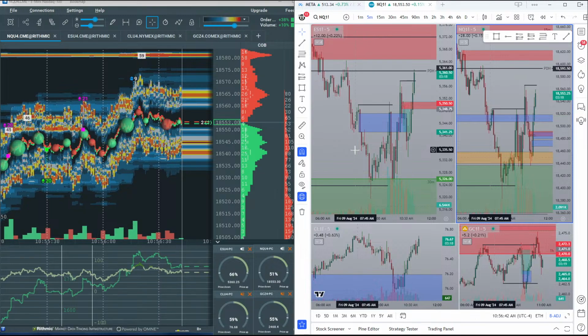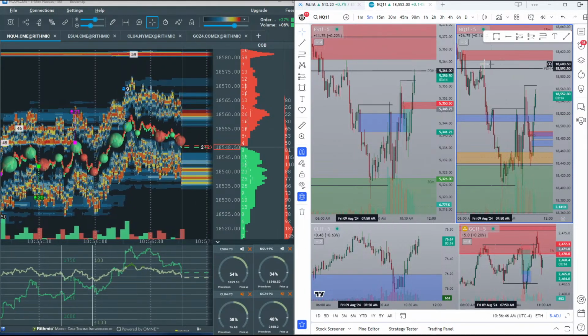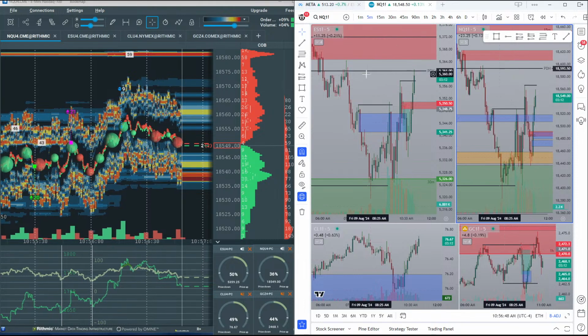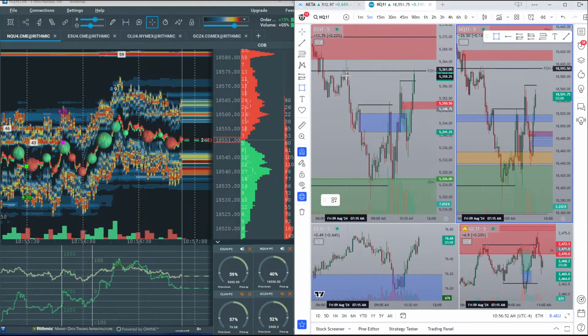Okie dokes, let's see. Sorry about that. Alright, we are wrapping it up. I did want to see how we reacted. Now we have an order block right here on ES above that little high right there.